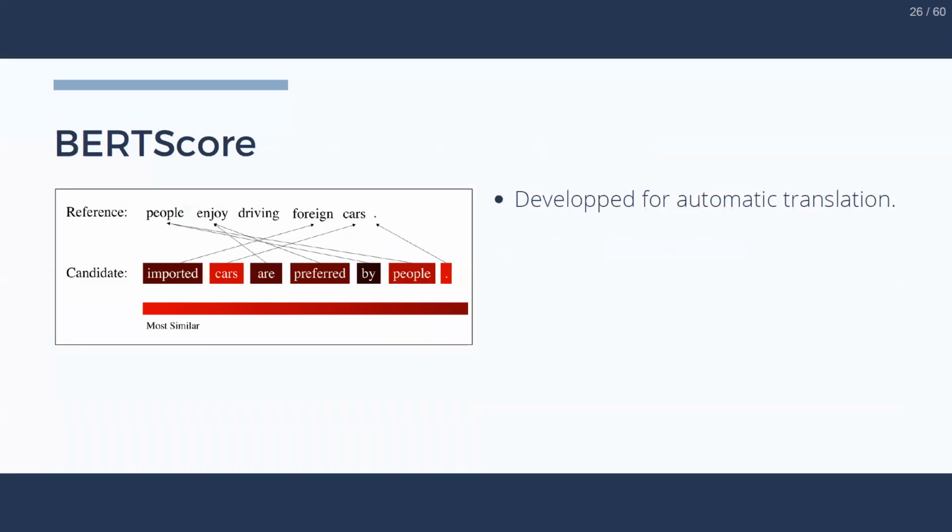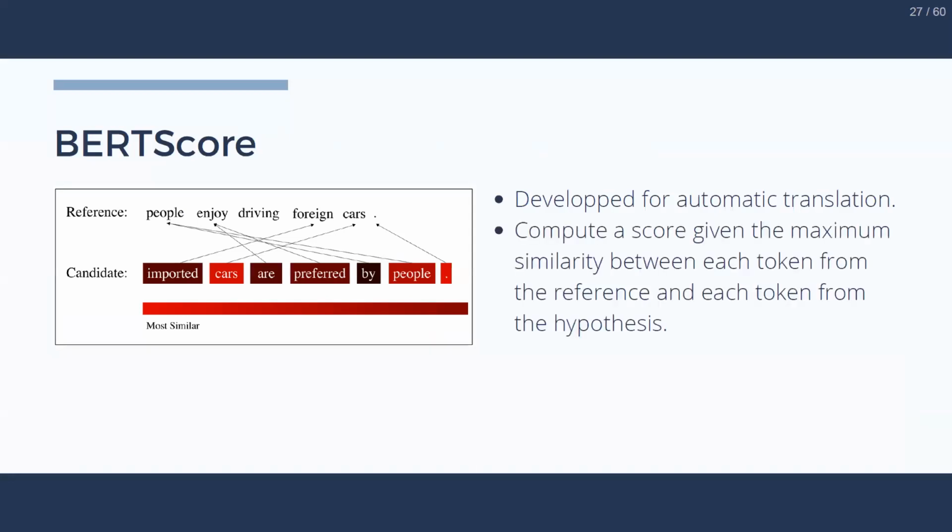The BERT score is a metric that was at first developed for automatic translation. It consists in computing a score given the maximum similarity between each token from the reference and each token from the hypothesis. What does that mean is that, for example, for "imported", we will compute a similarity score between imported and people, imported and enjoy, imported and driving, imported and foreign, imported and in cars. And we will choose the word with the highest score.